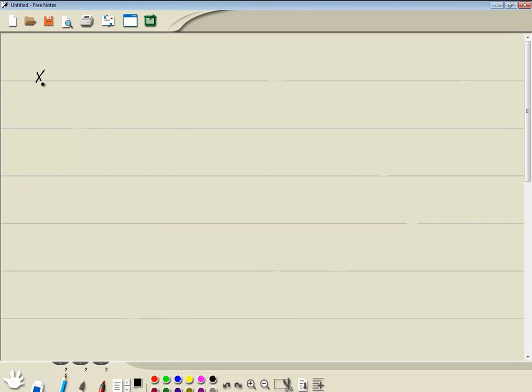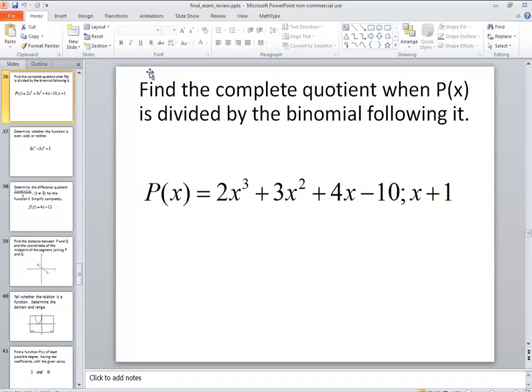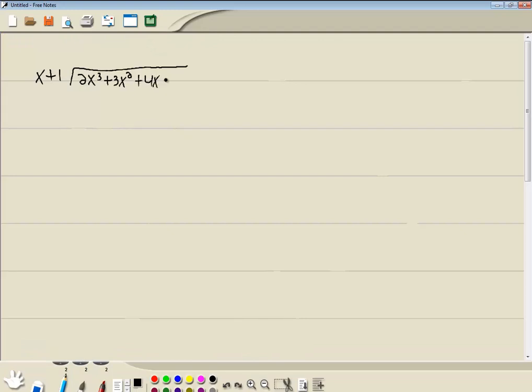So we've got x plus 1, and then we've got 2x to the third plus 3x squared plus 4x minus 10. Now for long division, both of these must be in standard form: terms arranged from largest power down to smallest. They are x to the third, x squared, x, and no x. And you can't have any missing powers, which we don't.